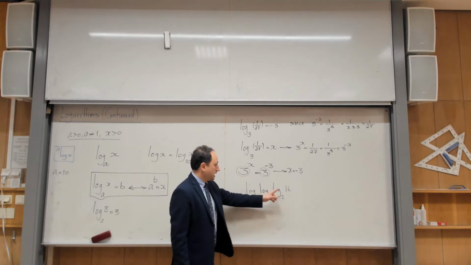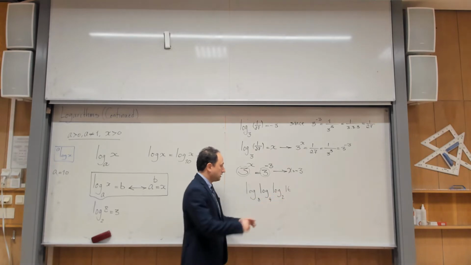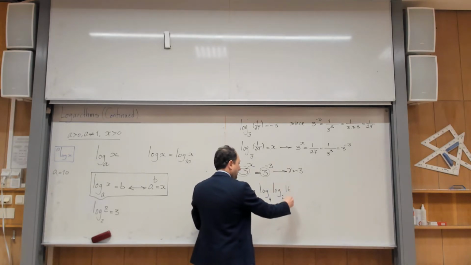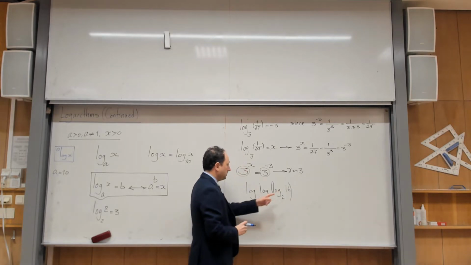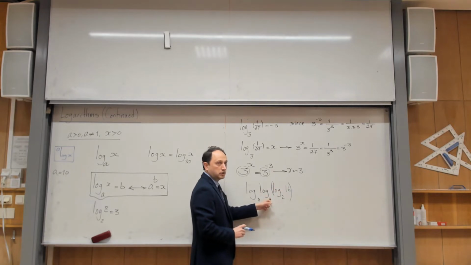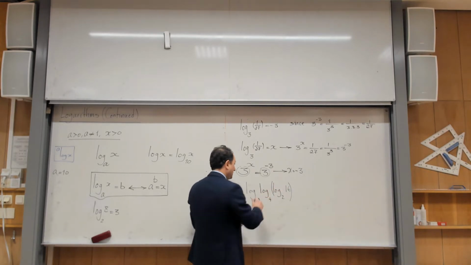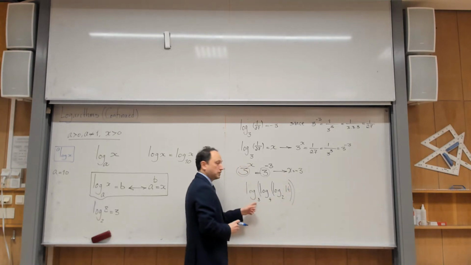This means that you have 16, you calculate the log of 16 in base 2, the whole package becomes a number. Whatever this number is, you calculate the log of this number in base 4. Again, it becomes a number. Whatever this number is, you calculate the log of this number in base 8.